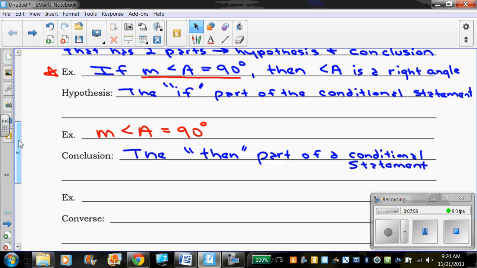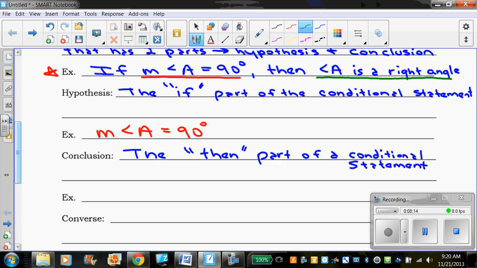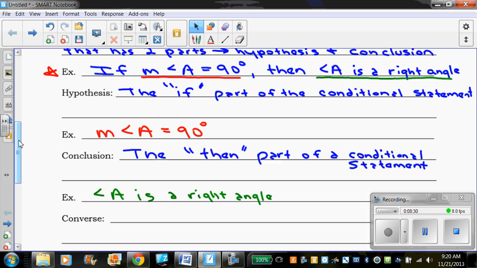So again, if we look right here, this is the then part. Oops, I'm going to use a different color here, not red. So if your measure of angle A is equal to 90 degrees, which is your hypothesis, then you can conclude that angle A is a right angle. So down here in our example for conclusion, it's angle A is a right angle. Okay, so just a lot of terms here, right? Okay, so hypothesis and conclusion make up a conditional statement.